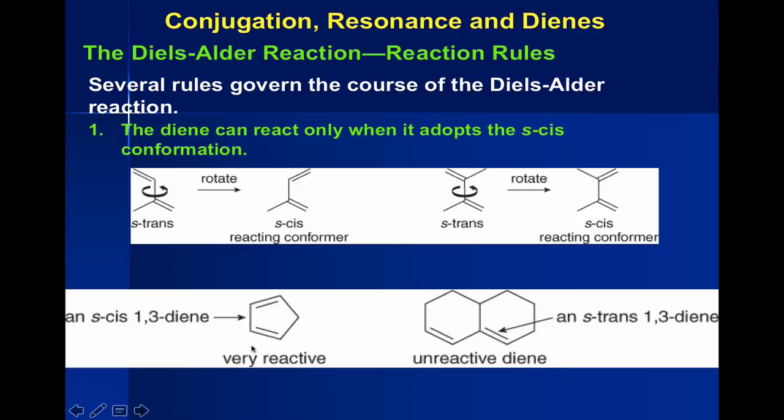So, for example, cyclopentadiene is a very reactive diene in the Diels-Alder reaction because 100% of the diene is in the S-cis conformation. If you look at this diene, this is a conjugated diene, but because this is a fused ring system, I can never rotate around this bond to get these two carbon-carbon double bonds in the S-cis conformation. This would be unreactive in the Diels-Alder reaction.